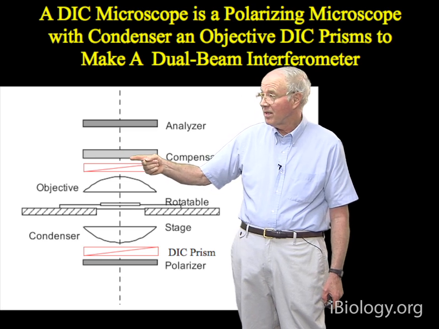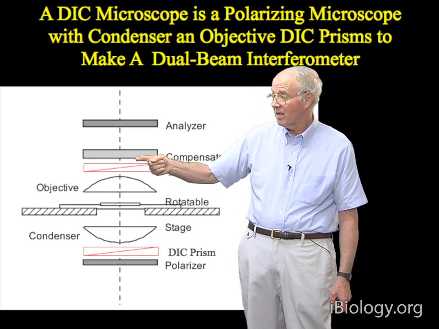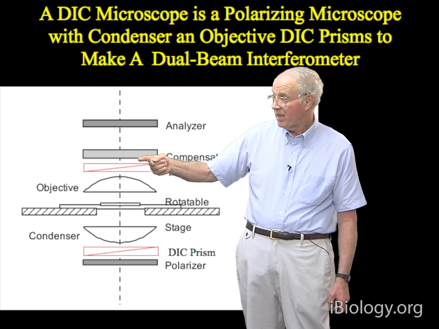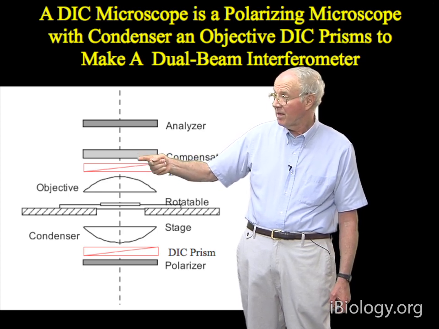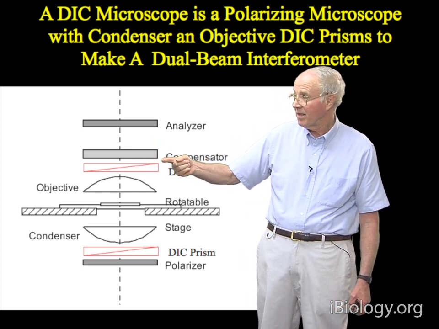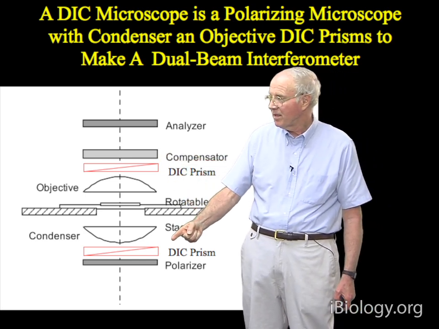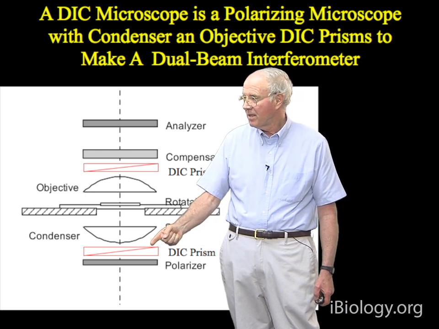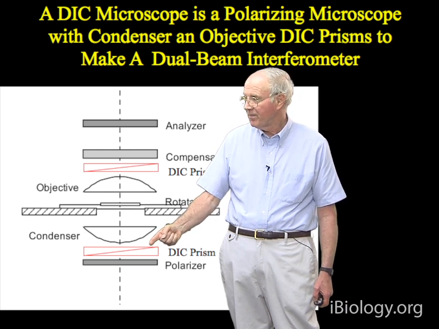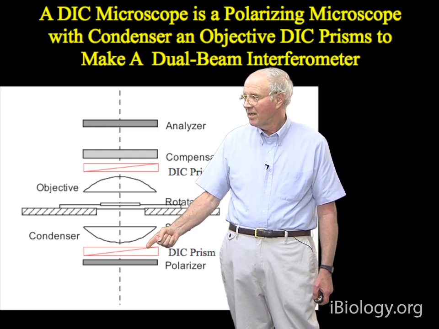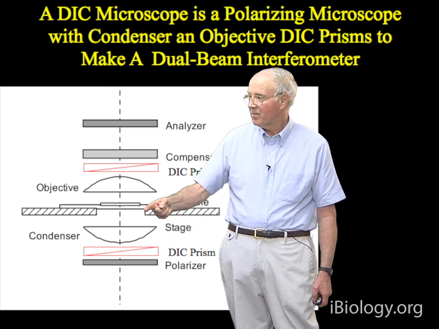And that is a birefringent retardation plate that can be used to advance one of the beams, used in the system, which I'll describe a little bit later. And then, in addition, there is a condenser DIC prism that's going to split the initial beam of light into two beams that are going to pass through the specimen.